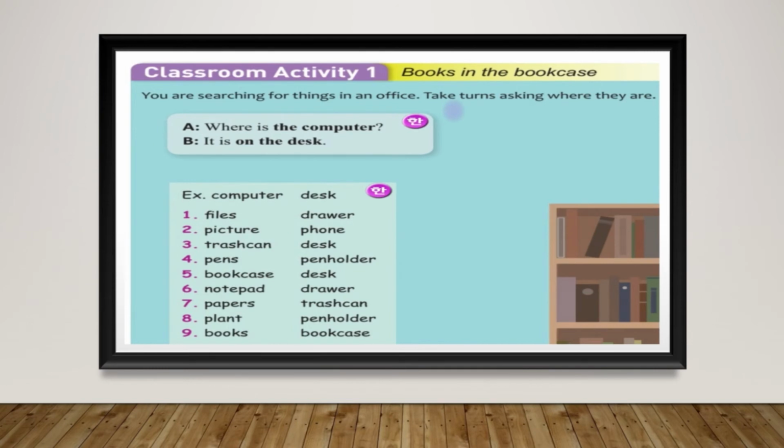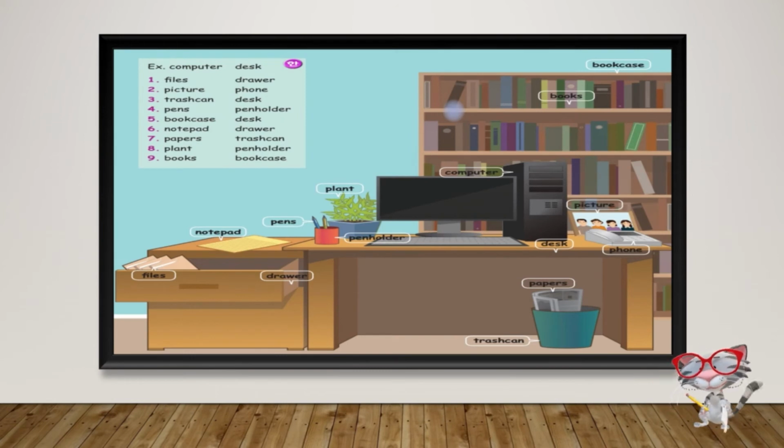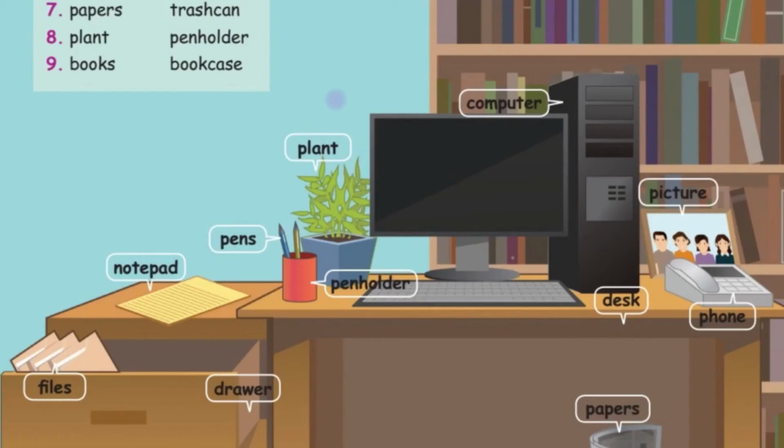Where is the computer? It is on the desk. Ooh, a lot of work. All right, so we're going to have some help. Write things down, take some notes. We have the items, we have the things, and then what they're supposed to be in preposition to. So, Yonghee, I'm going to ask you the question. Are you ready to answer? I'll try. Okay, let's try two of them. Let's give you some examples.